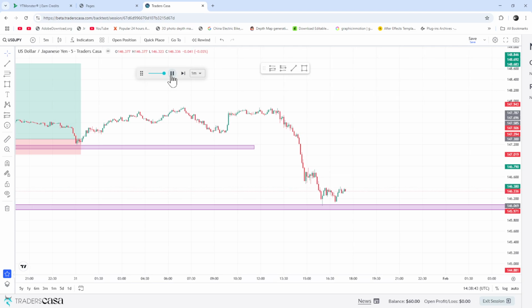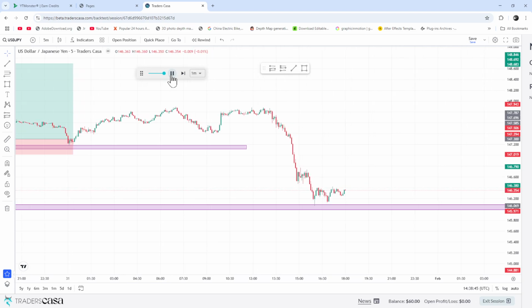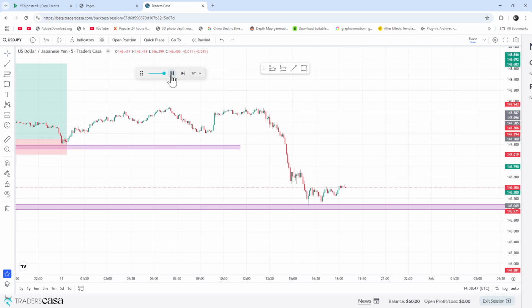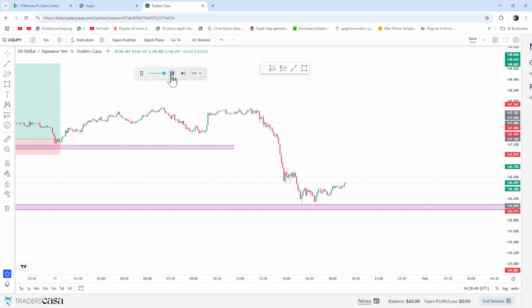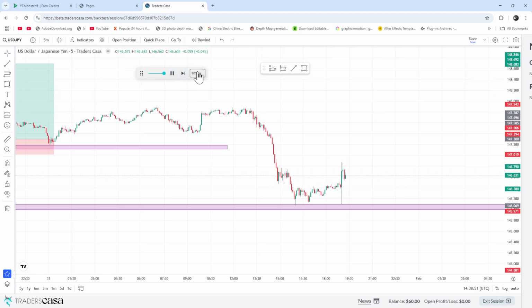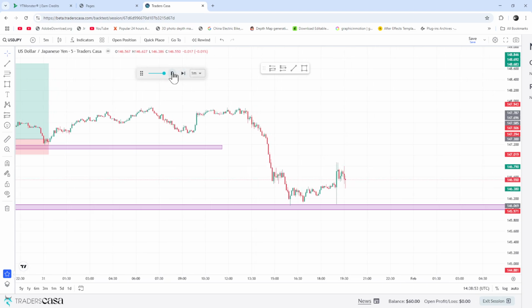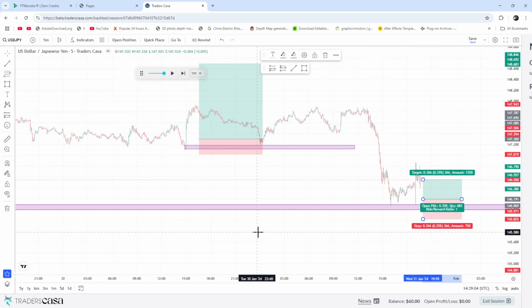So let me see if it will ever break the structure or it will proceed going down. So I think that is a... okay, now this is good. It's already swapped the liquidity, a break of structure there. So I think I will enter here, stop loss down there, somewhere on there.